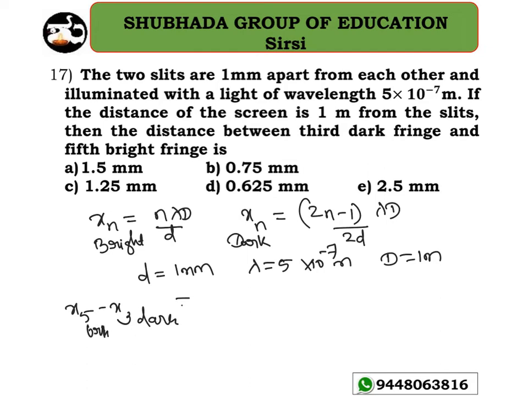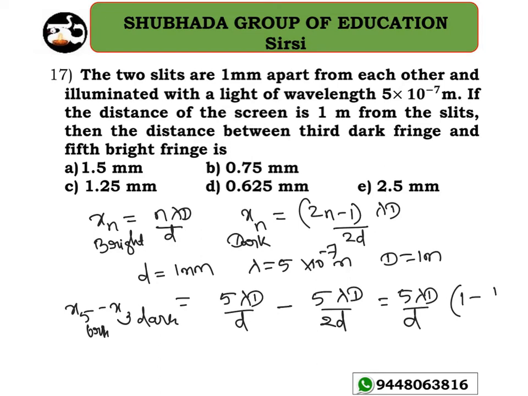So now x5 in the sense it is 5 times lambda D divided by d. Now minus x3: for dark, it is 2 into 3 minus 1, which is 5, correct? 5 times lambda D divided by 2d now. So which is going to be how much? 5 times lambda D divided by d into 1 minus 1 by 2, it is going to be 1 by 2. I have taken 5 times lambda D divided by d as common, so I am left with 1 minus 1 by 2 here.